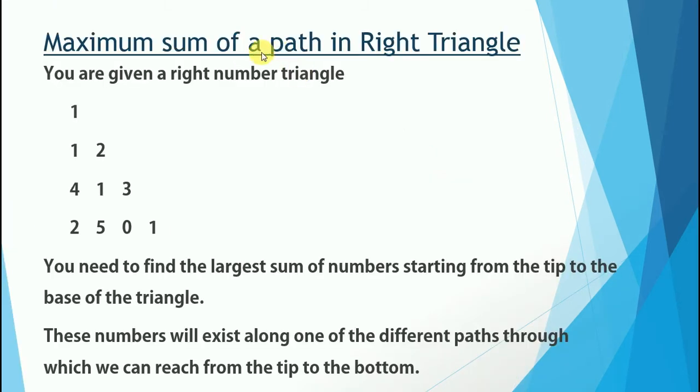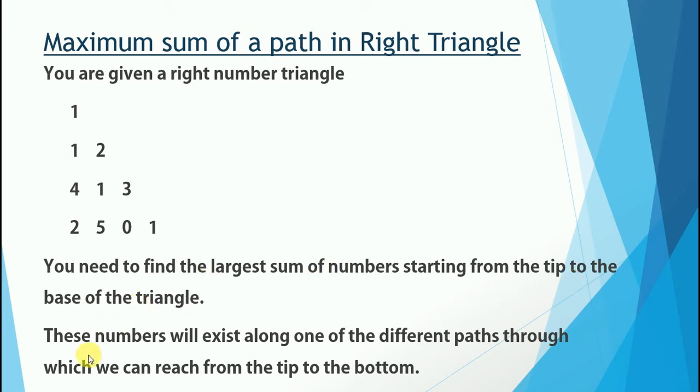So you are given a right number triangle. Now what is a right number triangle? It's basically a right angle triangle but filled with numbers, nothing complicated, nothing difficult. The task is to find out the maximum sum of numbers when you are asked to traverse this triangle from its tip to its bottom.